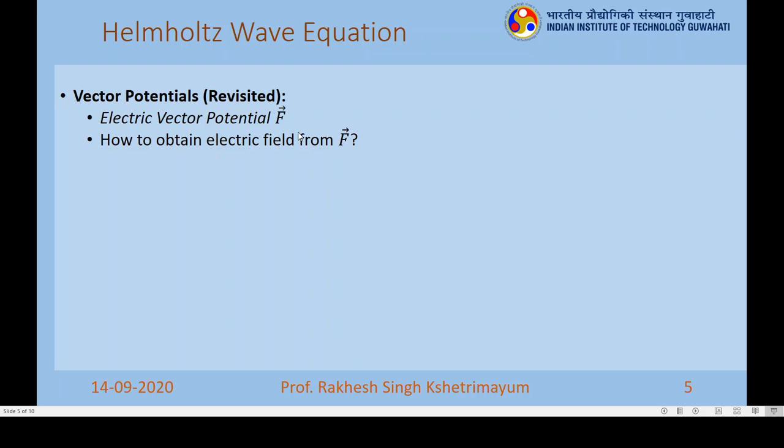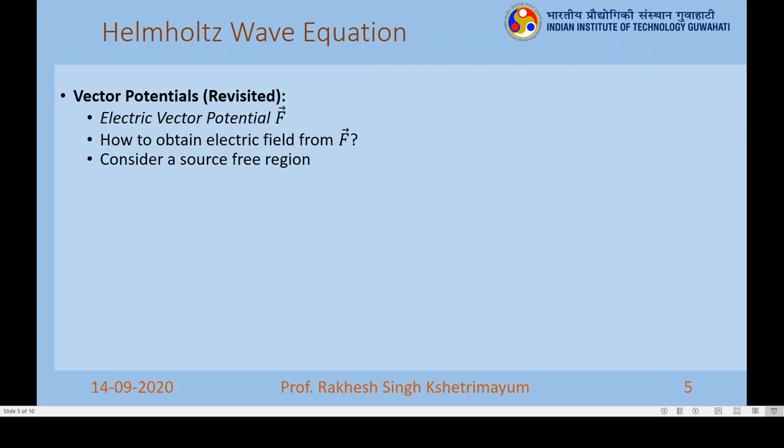So now, once I have this electric vector potential, how do I find the electric field from it? As we have already discussed before, finding the fields from the vector potential is easier. Similarly, here also, if I want to find fields from the vector potential F, it's easier for me instead of finding the electric field and magnetic field directly. So once I have the electric vector potential, how do I find the electric field? That's what we're going to discuss.